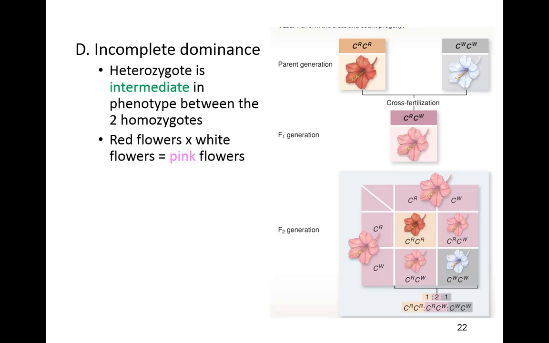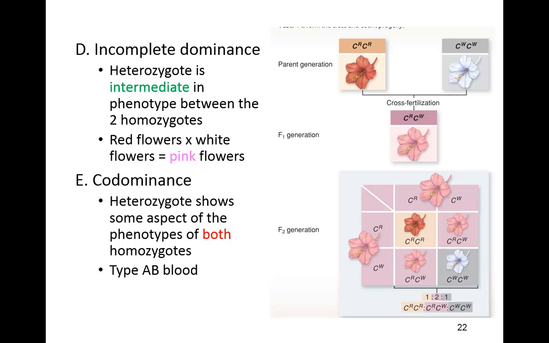Another one is called incomplete dominance. This is where the combining of 2 alleles shows an intermediate between the two. So if you had red or white, pink flowers were the result of a cross-fertilization. And then the last one is codominance, where both are expressed. This happens again with blood types, where if you have an A allele and a B allele, then you have type AB blood.